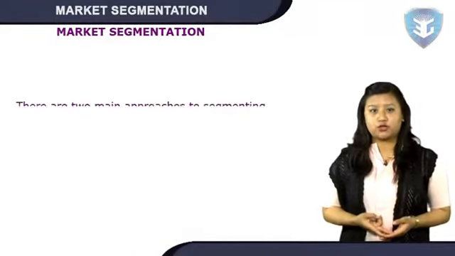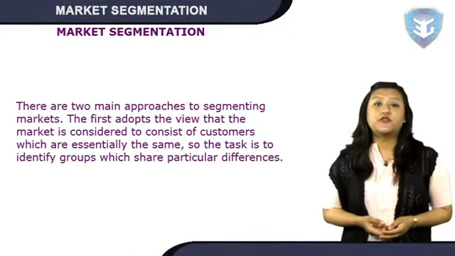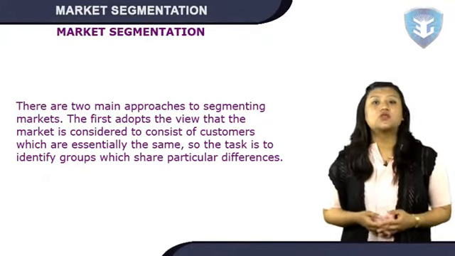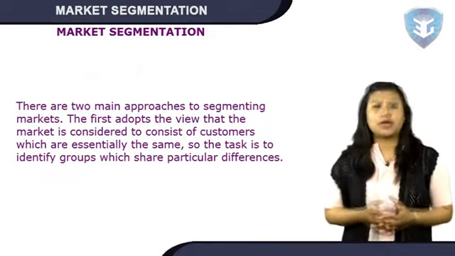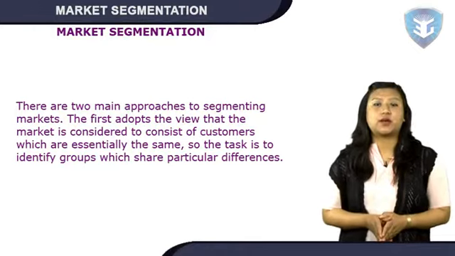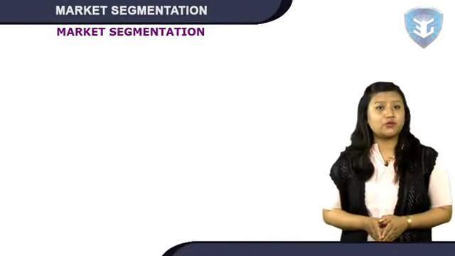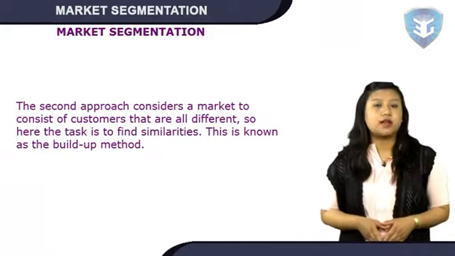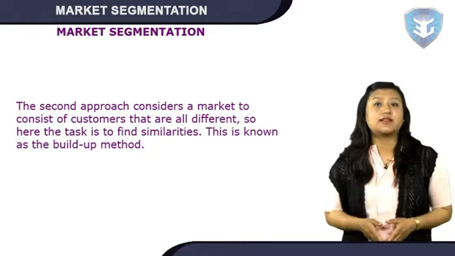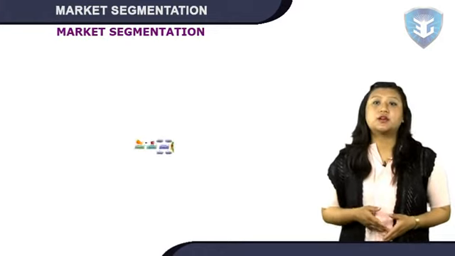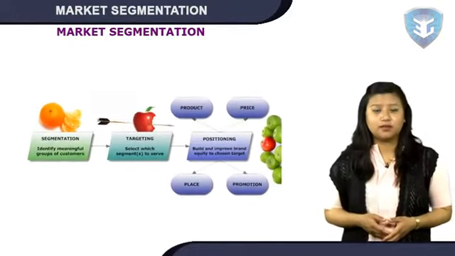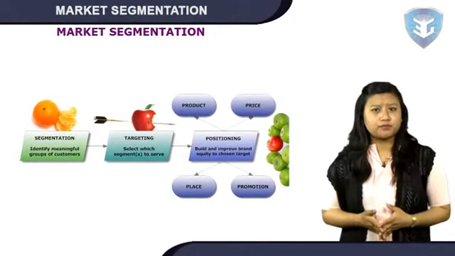There are two main approaches to segmenting markets. The first adopts the view that the market is considered to consist of customers which are essentially the same, so the task is to identify groups which share particular differences. This is referred to as the breakdown method. The second approach considers a market to consist of customers that are all different. So here the task is to find similarities. This is known as the building up method. The breakdown approach is perhaps the most established and well recognized and is the main method used for segmenting customer markets.